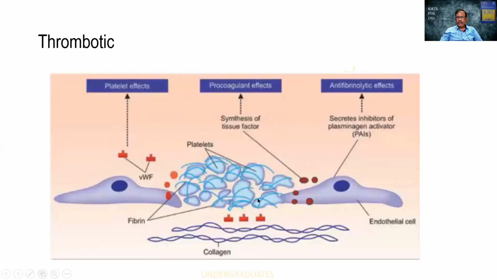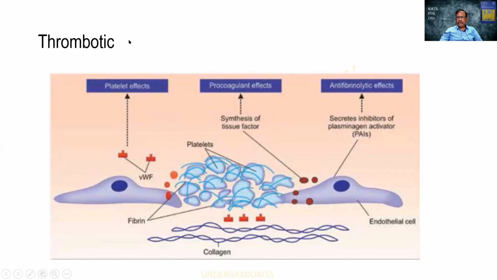And these are the thrombotic factors, a schematic diagram from my book. So these are the platelet effects. This is a normal von Willebrand's factor. It is usually subendothelial in location. When it is getting exposed, it leads to the adhesion of the platelets, and this leads to further aggregation of the platelets. They are well knitted together by the fibrin strands that we are seeing. Also, there is an activation of the tissue factors, which can lead to anti-fibrinolytic effects. So please do remember this.